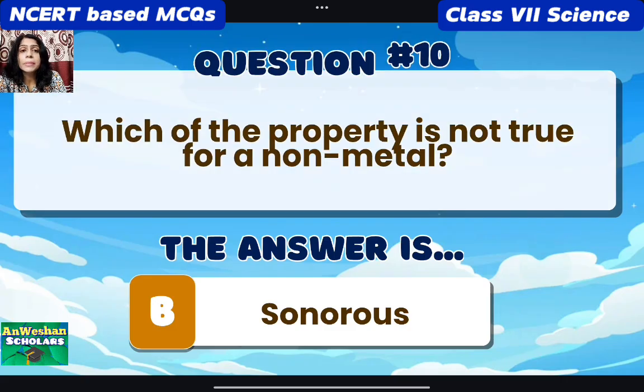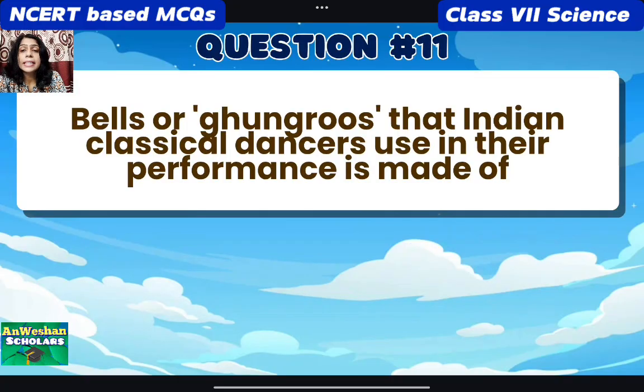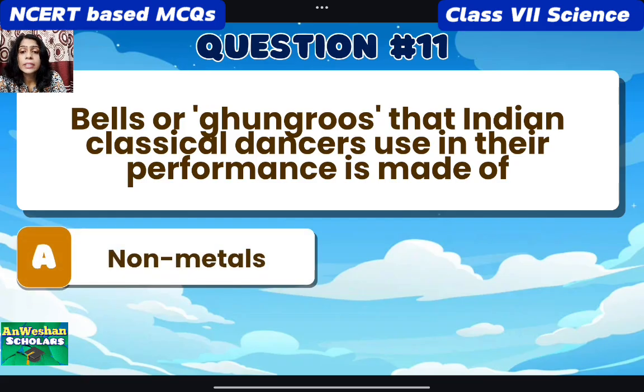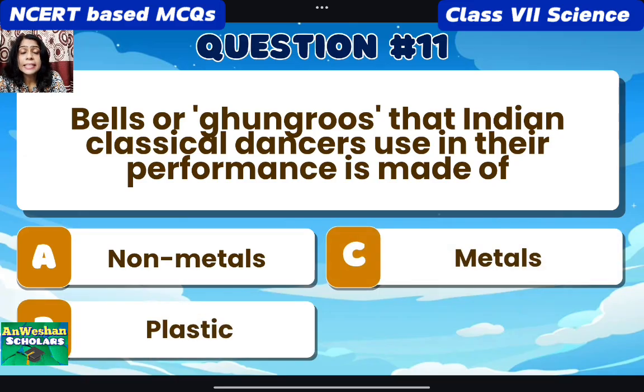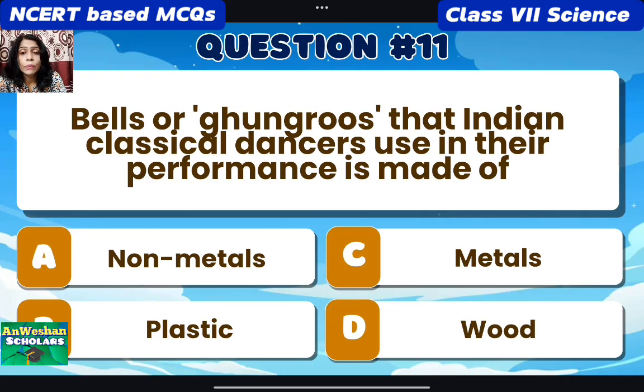So question number 11. Question number 11 is, bells or ghungroos that Indian classical dancers use in their performances are made of A, non-metals, B, plastic, C, metals, D, wood.